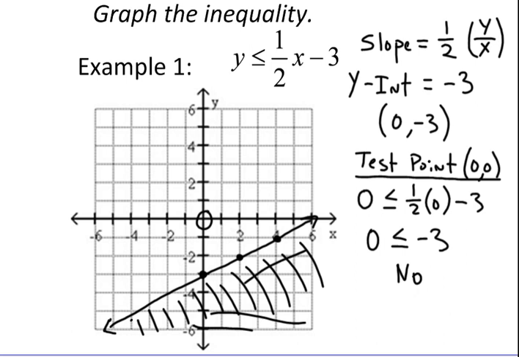Okay, so that's the first example. We're done with this one. The shaded area again is what makes this linear inequality true.